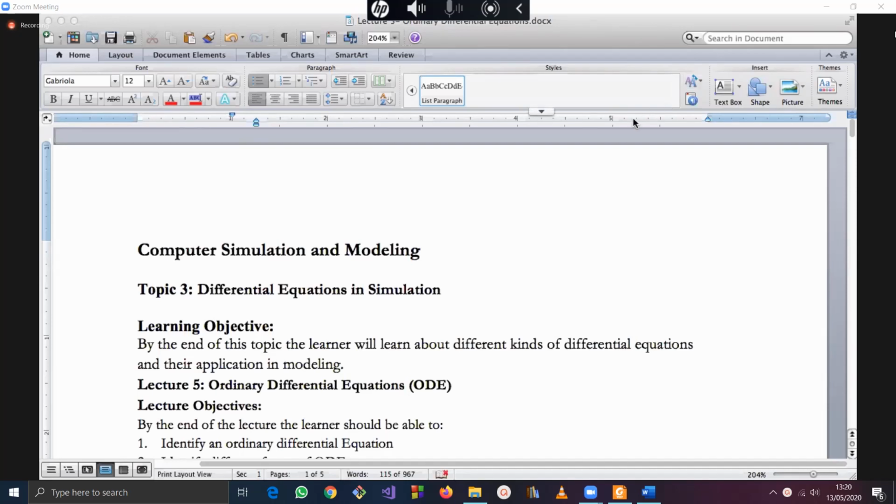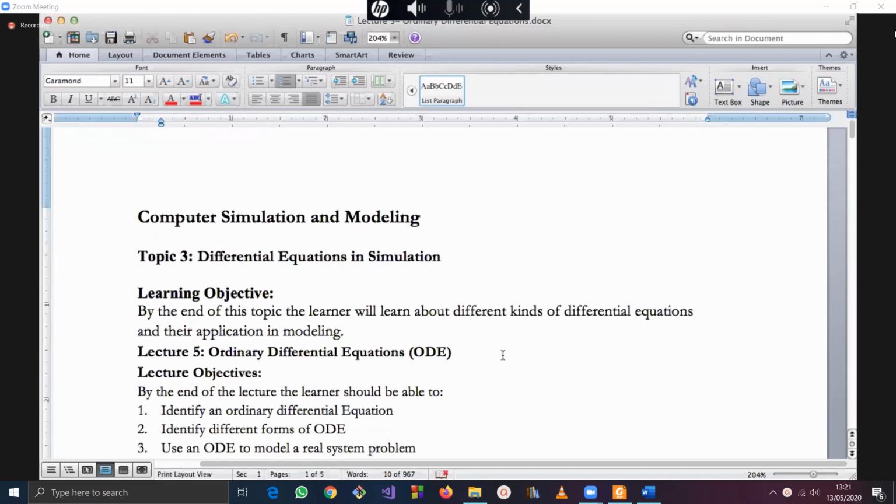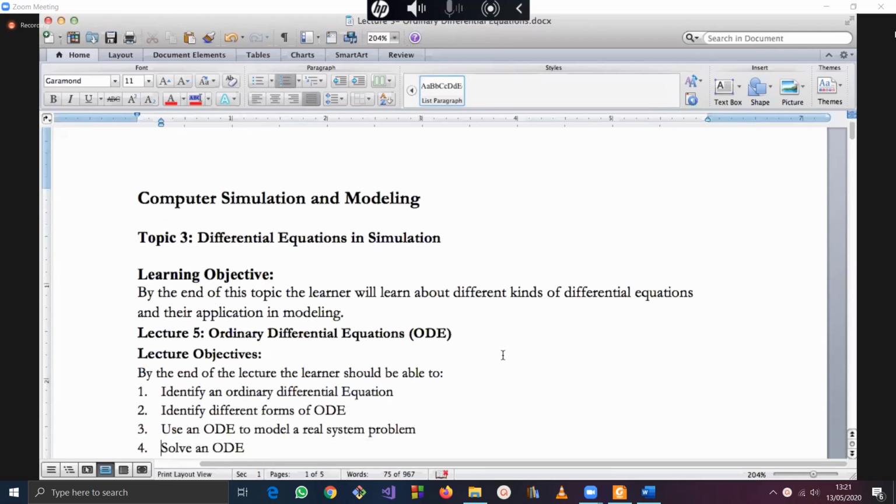So by the end of this topic, why are we doing this topic? We are doing this topic because we want to understand the different differential equations and then see how we can apply them in modeling. That we know different equations, then we apply them in modeling. So by the end of this lecture, which we will cover up to next lecture, we identify an ordinary differential equation.